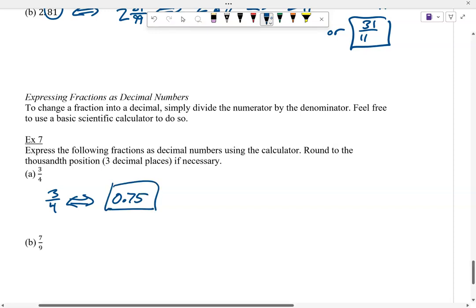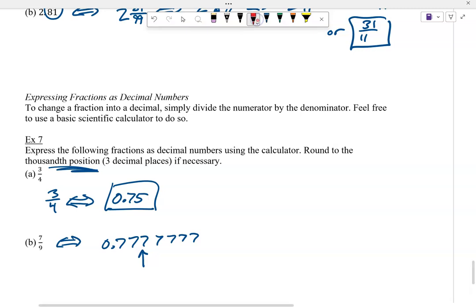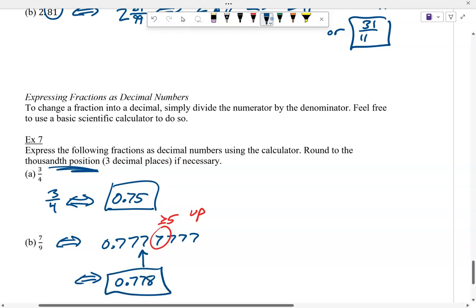And same thing if we punched in 7 9ths, what you'd see on the calculator is 0.77777777. It keeps repeating, but this is asking us to take it to the 1,000th position. Right there's the 1,000th position, the third decimal place. So I look at that number to the right, and it is greater than or equal to 5, so I'm going to bump it up. So this will be rewritten as 0.778 once I round that up. And that's your decimal approximation to the nearest 1,000th position.